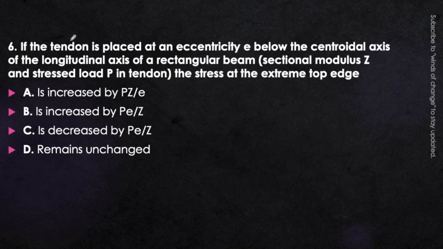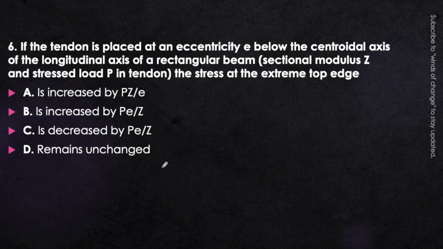Next question. If the tendon is placed at an eccentricity E below the centroidal axis of the longitudinal axis of a rectangular beam, section modulus Z and pre-stress load P in the tendon. The stress at the extreme top edge will be increased by P upon Z, increased by Pe by Z, decreased by Pe by Z, or remains unchanged.